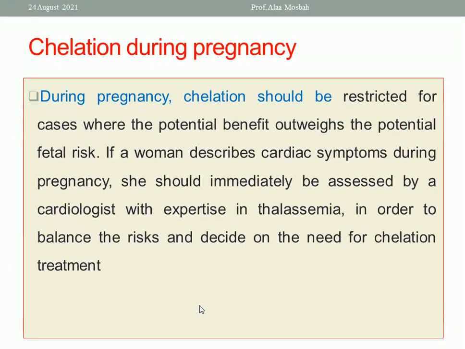During pregnancy, chelation should be restricted for cases where the potential benefit outweighs the potential fetal risk. If a woman describes cardiac symptoms during pregnancy, she should immediately be assessed by a cardiologist with expertise in thalassemia in order to balance the risks and decide on the need for chelation treatment.